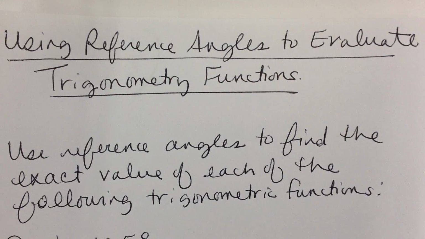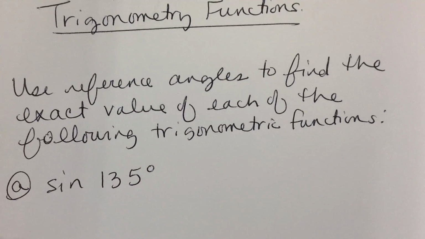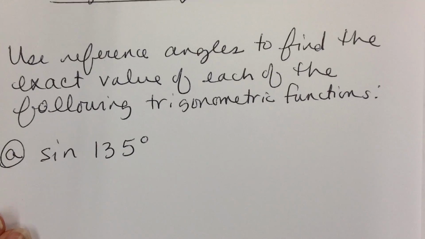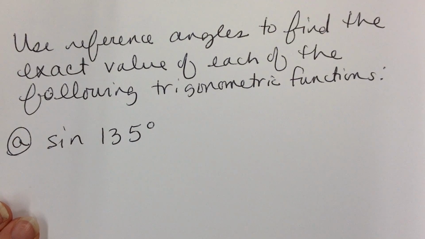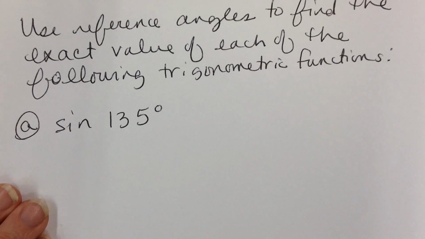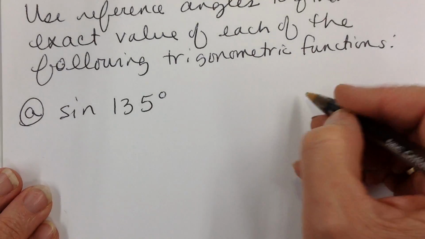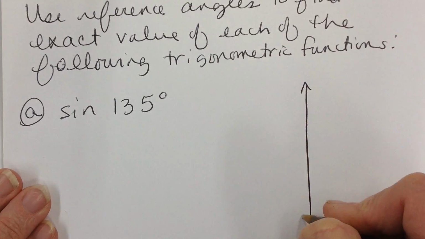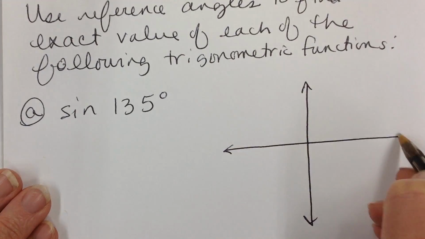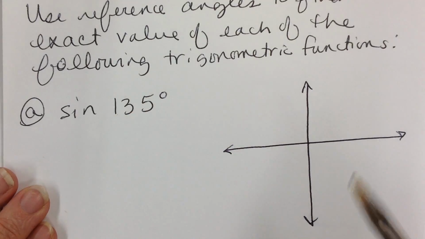Using reference angles to evaluate trigonometric functions. Use reference angles to find the exact value of each of the following trigonometric functions. Sine of 135. So, to use a reference angle, I'm going to draw a 135 degree angle.